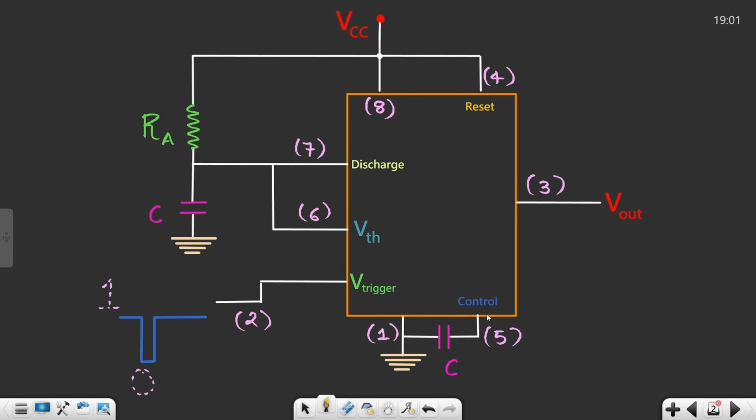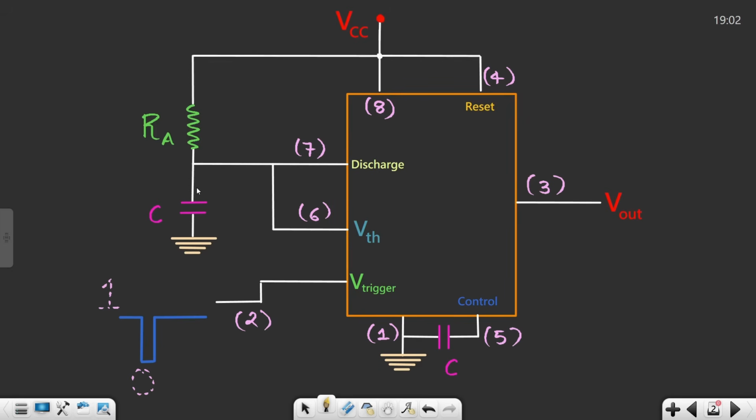This is the input, this is the ground terminal, that is pin number 1. Pin number 5 is the control pin. As of now it does not have any usage, so we connect it to ground with the help of a capacitor just to reduce any noise. This capacitor value should be very small, generally 0.01 microfarad, because the frequency of noise is quite high, so we select a capacitor of that value so that it completely nullifies the noise.